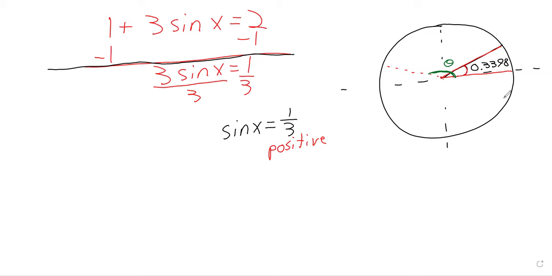So maybe if I just label everything, it will become clearer. We want that angle theta. This angle here is 0.3398. So how many radians are there in a straight line? There are pi radians in a straight line.